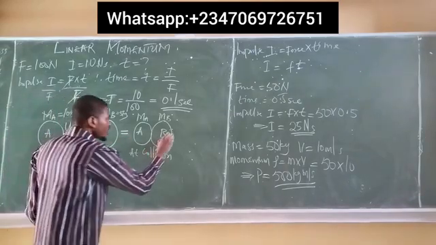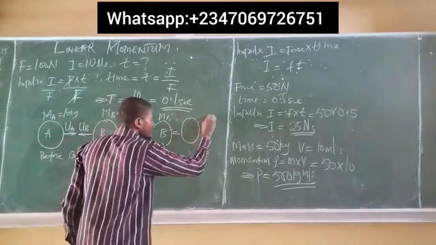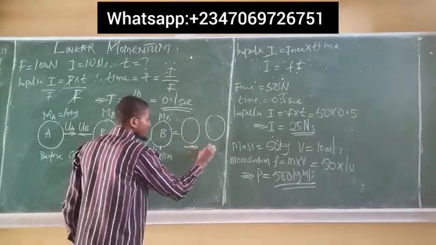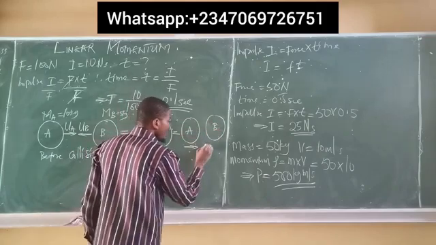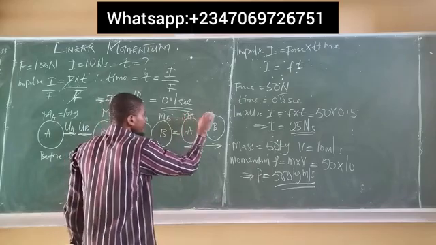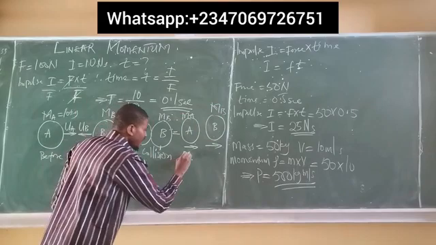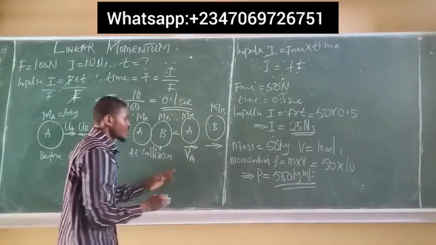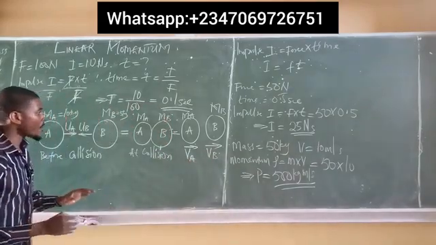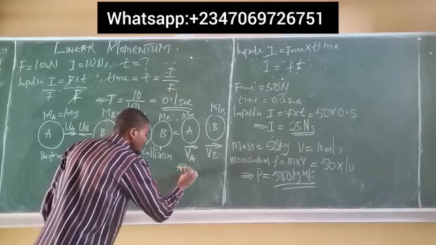So after collision, this is what will happen. These two objects will now travel in the same direction. So you have object A moving in this direction, and object B also moving in this direction. This is the mass of A and this is the mass of B. Now they are moving with a final speed. That speed is VA for the final speed of A, and VB for the final speed of B. So this is now after collision.